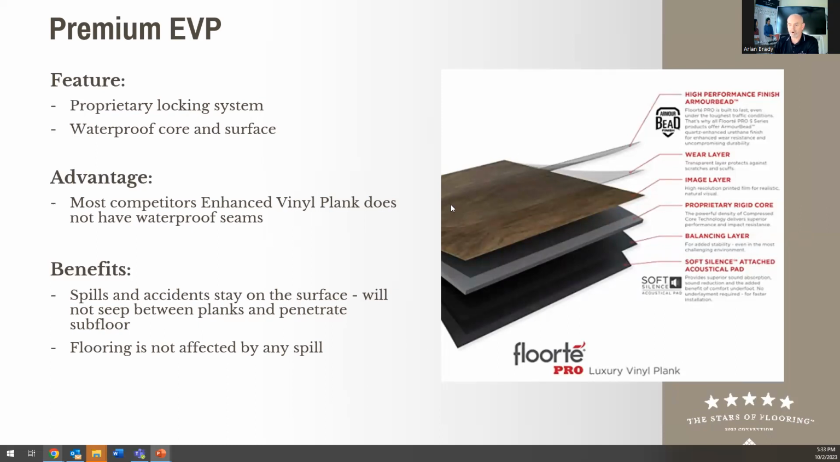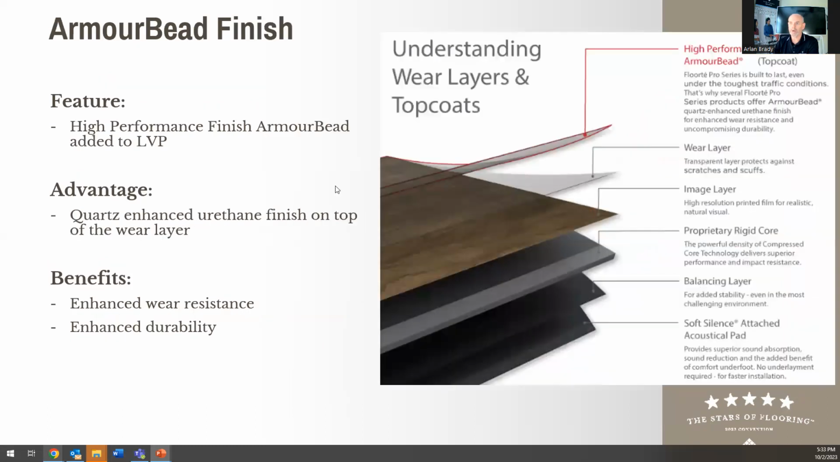You've got something called an armor bead finish that you see here. Great. What is an armor bead finish? It's a high performance finish that's added to some luxury vinyl planks. Again, you'll see it on the label, on the sample board. The advantage is it's got a quartz enhanced urethane finish on the top wear layer, which means it's just going to resist wear, and it's going to be much more durable and last longer.